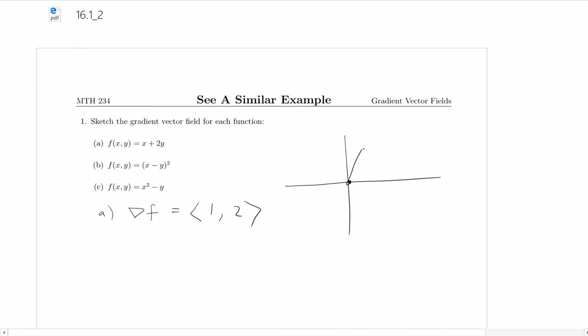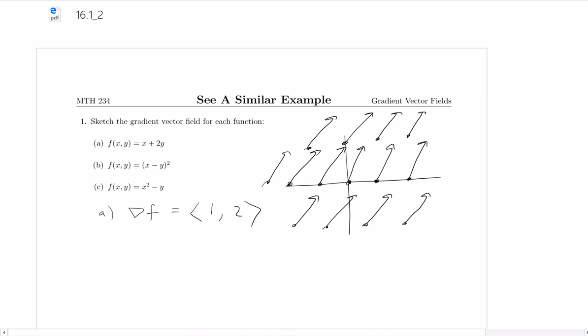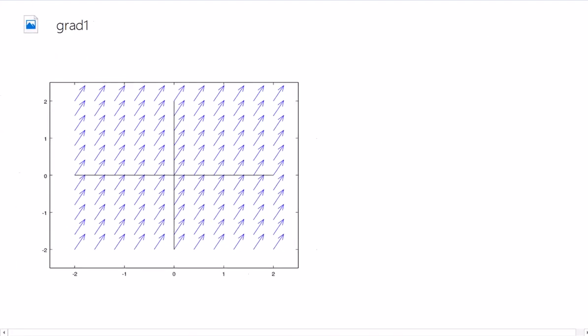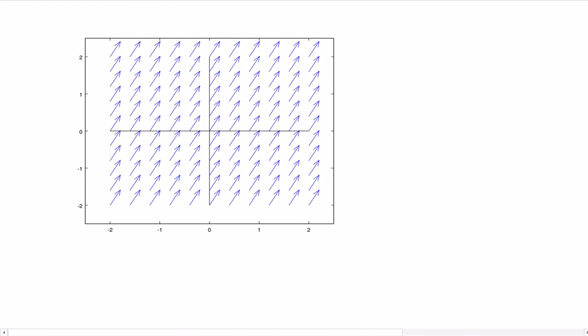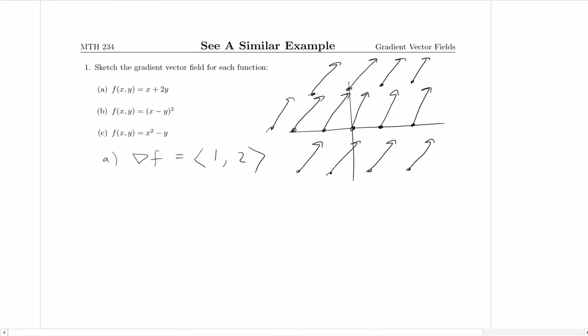So it'll point up and to the right, over 1 and up 2. And that's going to be at every single point. So at every point, just draw the same vector that goes over 1 and up 2. So it's just a bunch of parallel vectors all pointing in the same direction. And here's a picture. It's not too hard to imagine. Okay, on to part B.